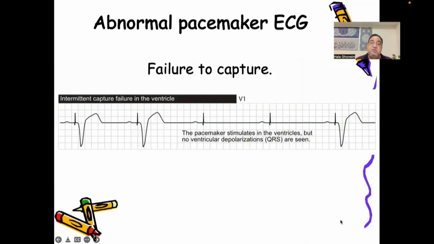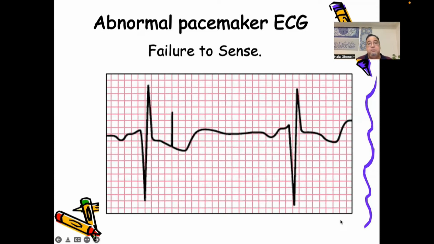Sometimes you will see abnormal pacemaker ECG, like failure to capture. Here, the pacemaker spike is present, but there is no capture from the ventricle or the atria. It was before the ventricle in the previous cycle, so this is a single pacemaker.